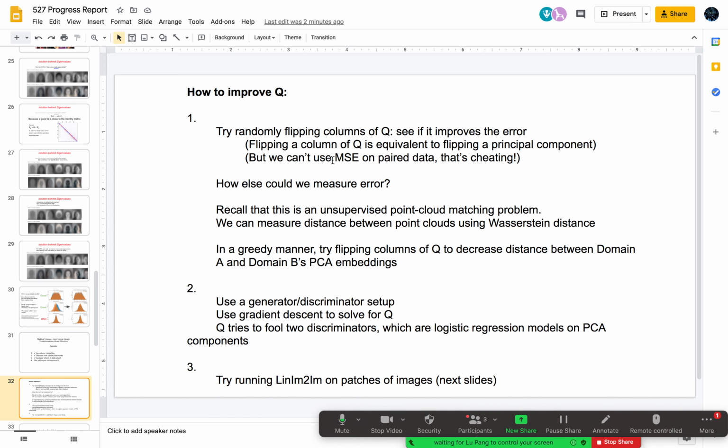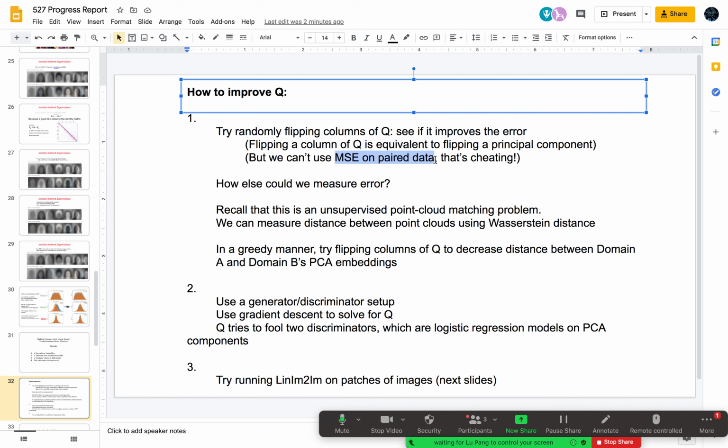There's a problem, though. We can't measure the error of our results directly, because to get mean squared error between images, we would have to have paired data, which we don't by definition because this is an unpaired algorithm. So how can we measure error? Well, recall that what we're really trying to do is match two point clouds together, and so we can measure how well these point clouds match using the Wasserstein distance. This is something that they didn't try to do, and I suspect that it could probably improve the error by a lot. In a greedy manner, I propose flipping all the columns of Q to decrease the domain distances in the PCA.